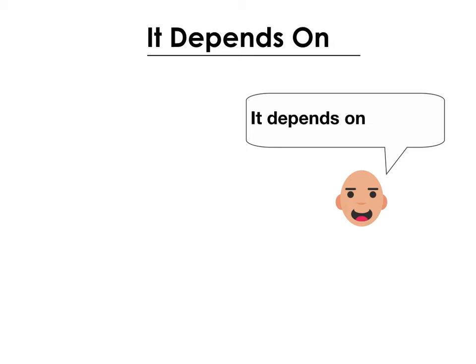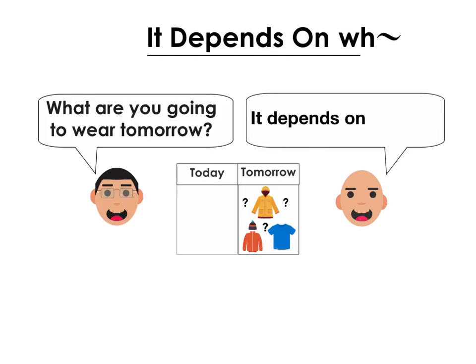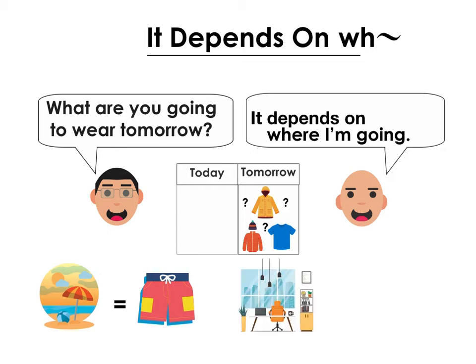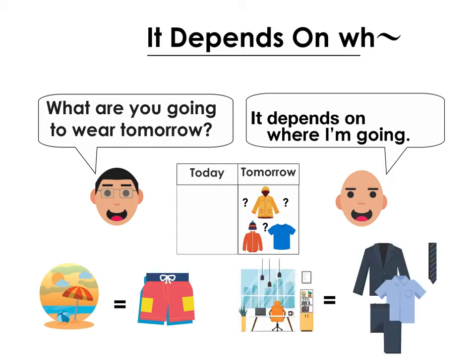We can also use a question word after it depends on. So it depends on who, it depends on what, it depends on why, it depends on how, it depends on when, it depends on where. All of those are possible. So when we say, what are you going to wear tomorrow? We could answer, it depends on where I'm going. If I'm going to the beach, of course, I'll wear a swimsuit. If I'm going to the office, I'll wear a regular suit.